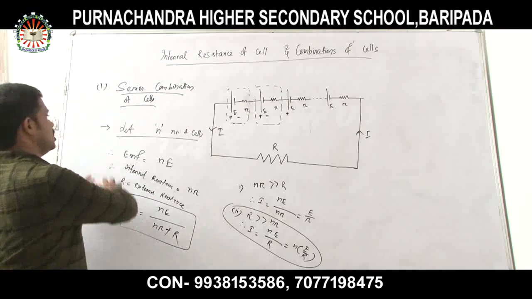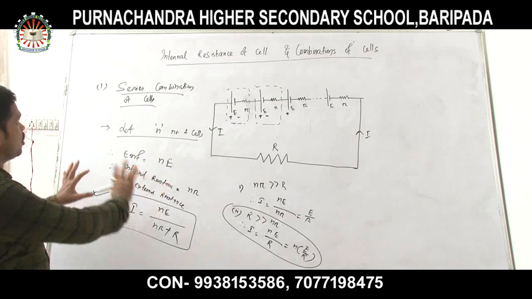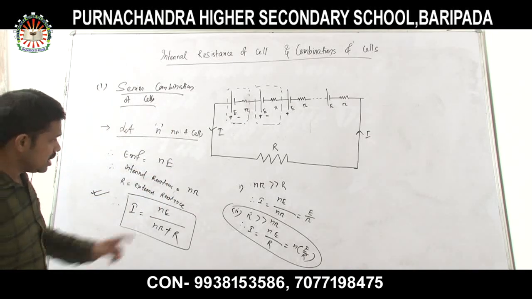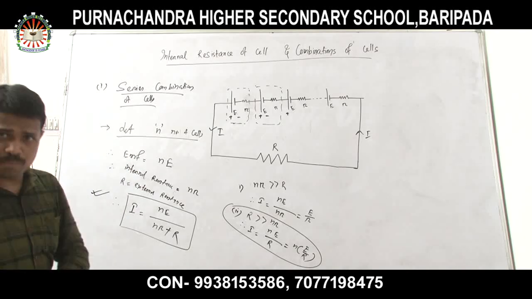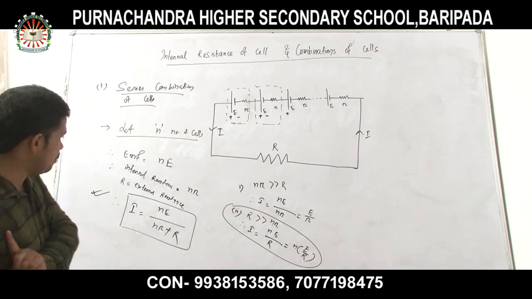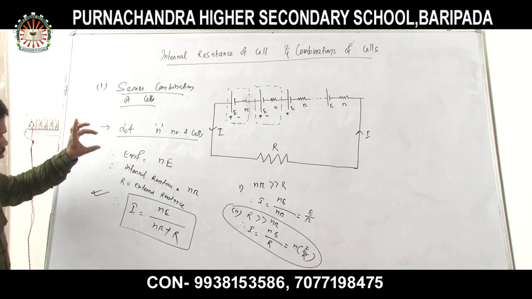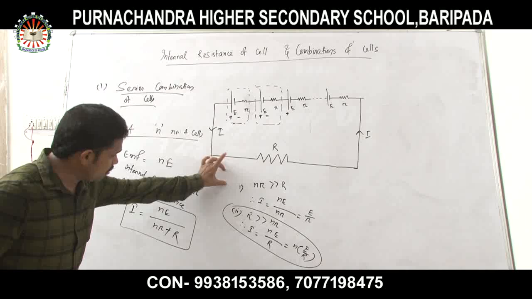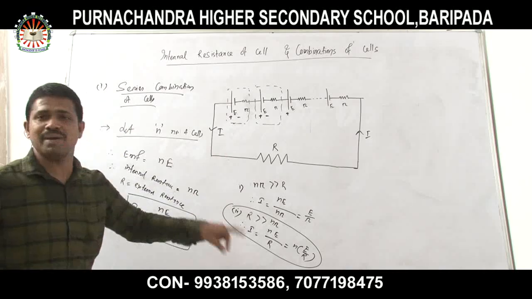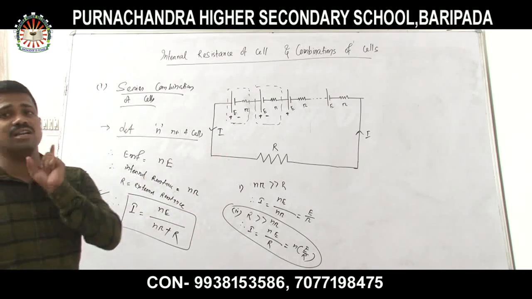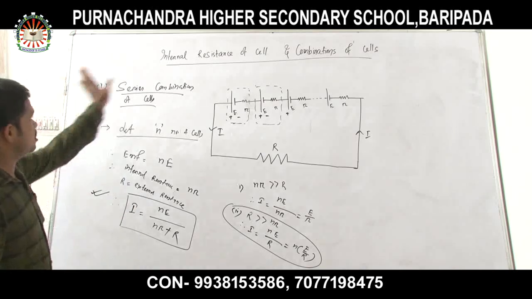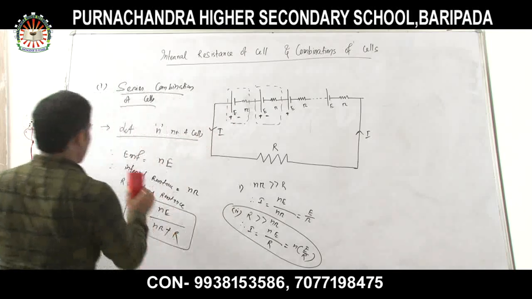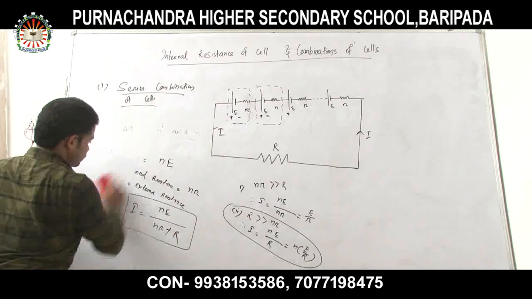Okay, clear? In this way we are discussing the series combination of the cells. Each part is very important from the problem point of view and also from the derivation point of view: what is EMF, what is internal resistance, what is current, and what are the factors, and from these two cases, in which we will get the maximum current. Each part, listen very carefully. So this is about the series combination of cells. Next we will move into the parallel combination of cells.